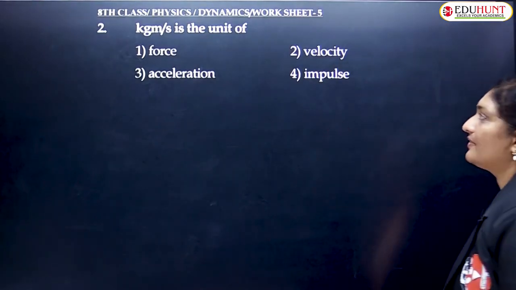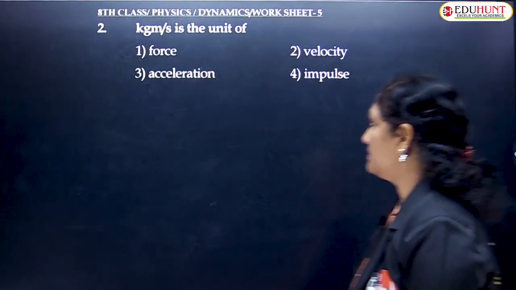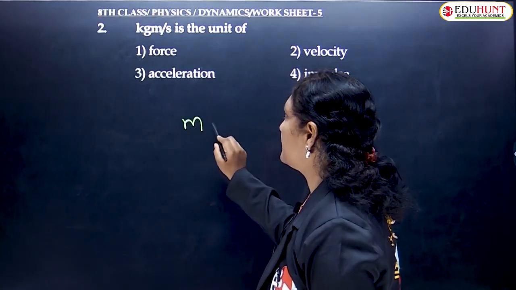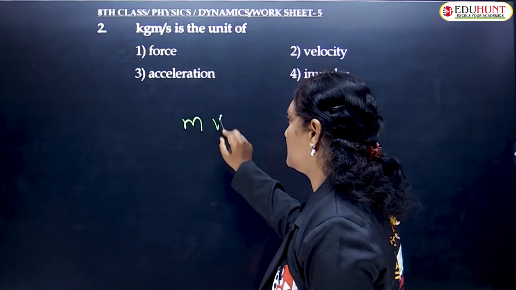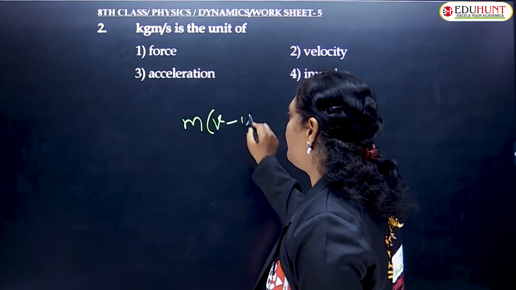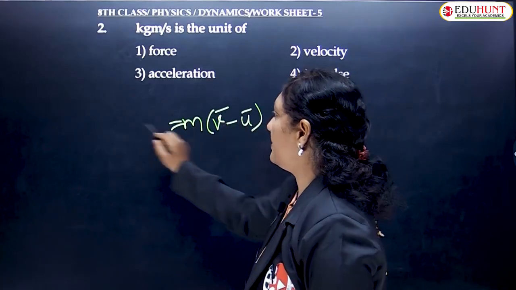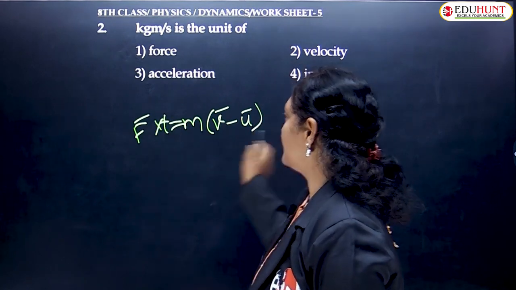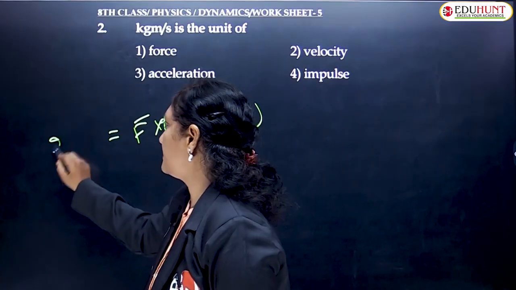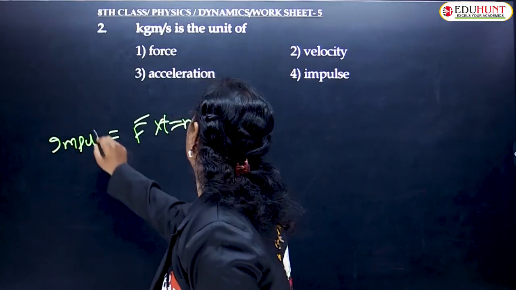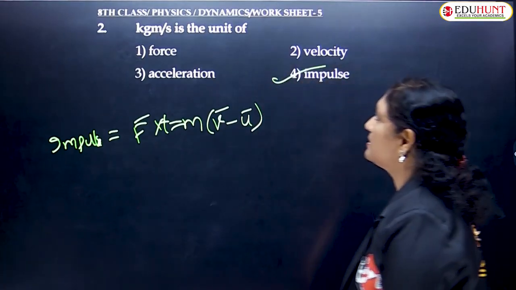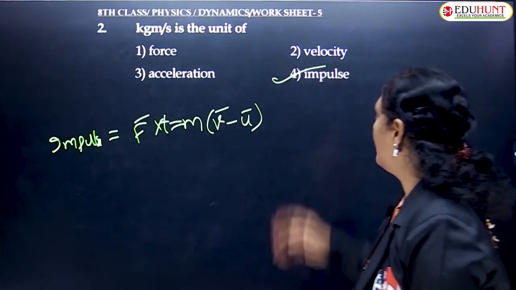Children, what is the unit of kg meter per second? Is the unit of what? Kg is mass, meter per second is the unit of velocity. So momentum or change in momentum is nothing but the product of force and time, or m into (v minus u). It is nothing but your impulse. Okay. So which is the answer? Fourth option. Kg meter per second is the unit of impulse.